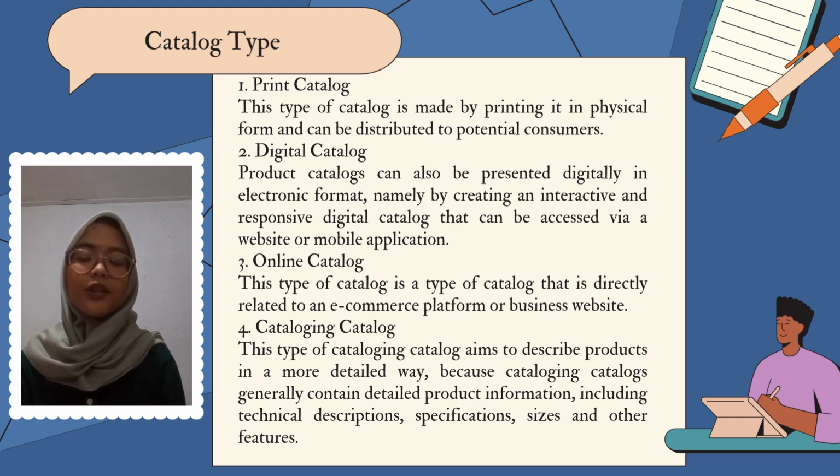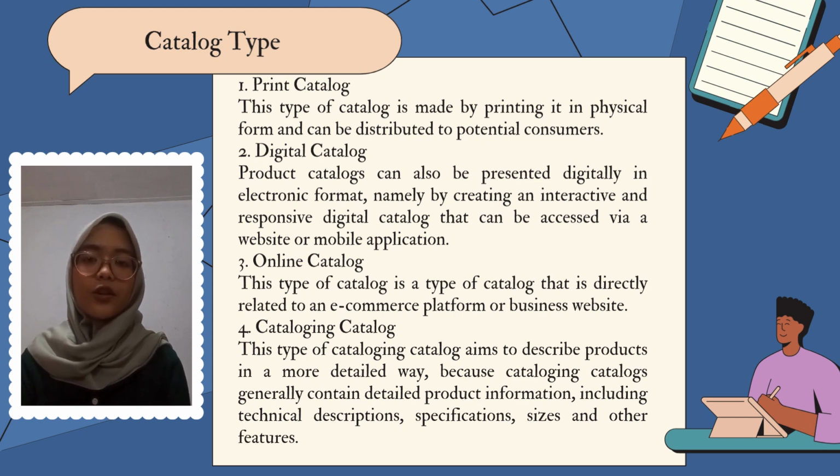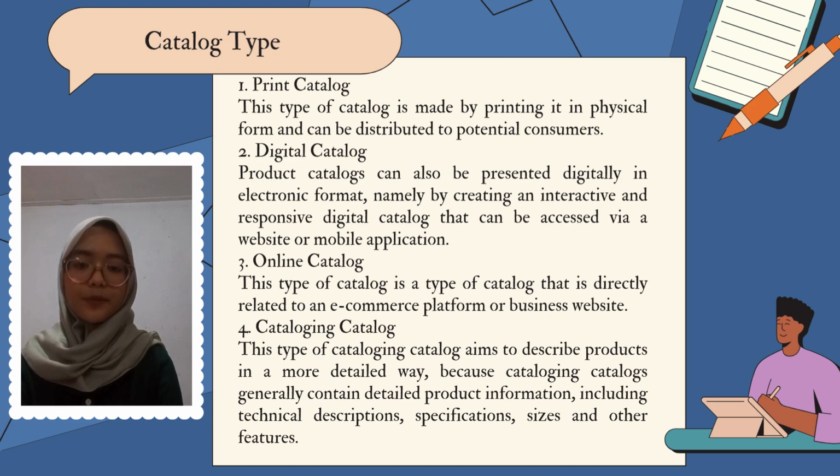Fourth is the cataloging catalog. This type of cataloging catalog aims to describe products in a more detailed way, because a cataloging catalog generally contains detailed product information, including technical descriptions, specifications, size, and other features. This type of catalog is recommended for products that require detailed description.